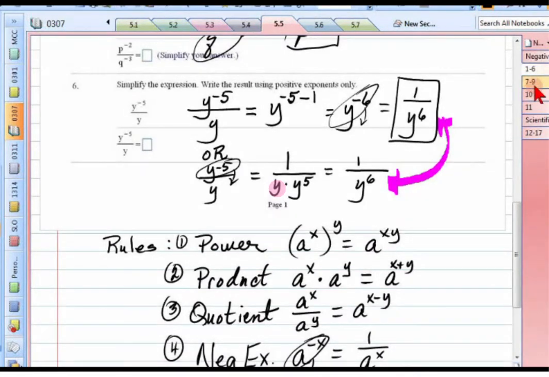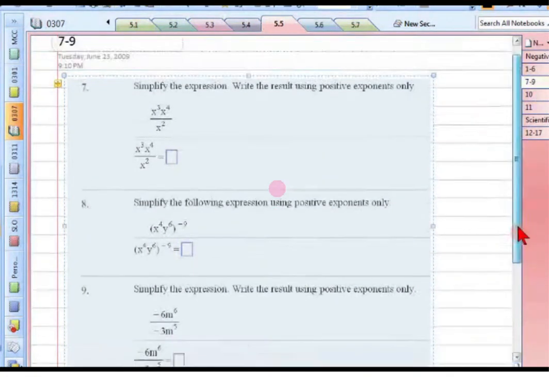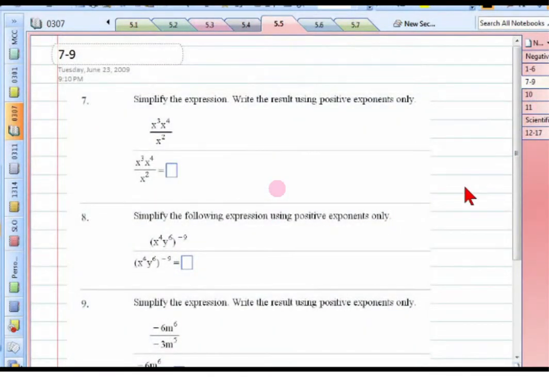All right, let's look at number 7. Problem number 7 says to simplify the expression, write the results using positive exponents only. This is going to help us make sure that we use the rules in the suggested order, although nothing bad will happen to you if you go your own way. All right, power rule. That's first in the list. Do I need to use the power rule? Now the power rule is going to have parentheses with a power on the outside. I don't have that, okay?